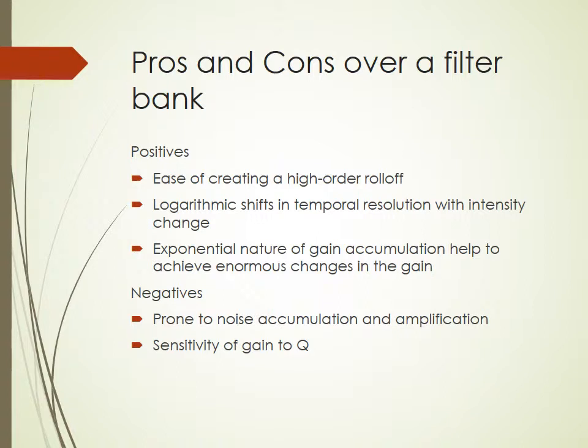Let's look at the negatives. A filter cascade is prone to noise accumulation and amplification. One way to solve this problem is to have an exponential taper in the filter time constants such that the output noise converges, or we can limit the length of the cascade. Also, the overall gain is quite sensitive to the value of Q of each filter. One solution could be to have a gain control to regulate the value of the Qs in the cascade. If this is pretty strong, the collective adaptation across many filters will compress a wide input dynamic range into a narrow output dynamic range.